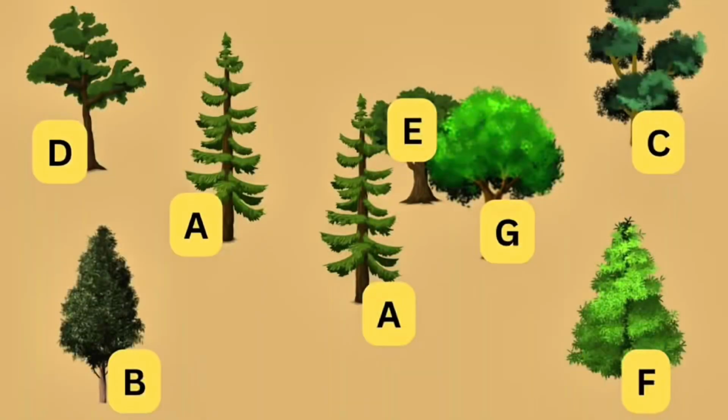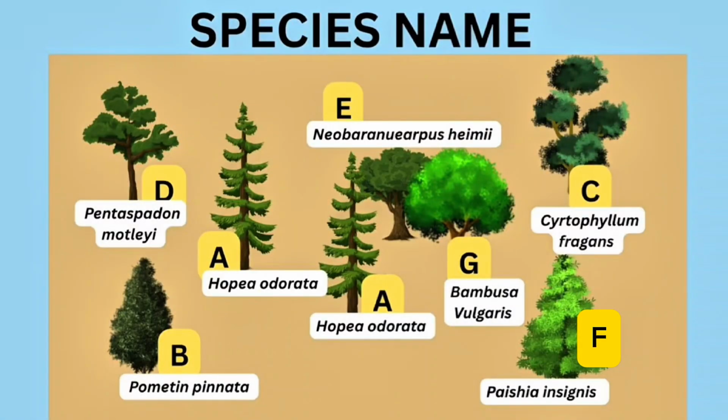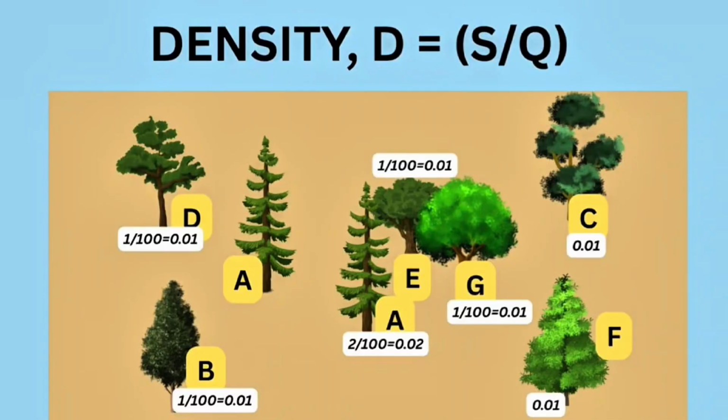Quadrat 1. Here is the placement of the trees from our observation and we use letters to differentiate them. For A, we have Hopea odorata. For B, we have Pongamia pinnata. C, we have Cytophyllum fragrans. For D, we have Pentaspadon motleyi. For E, we have Neobalanocarpus heimii. F, we have Parishia insignis. And G, Bambusa vulgaris. Here is the calculated density of each. We use the density formula, which is the number of trees divided by the total area of the quadrat.